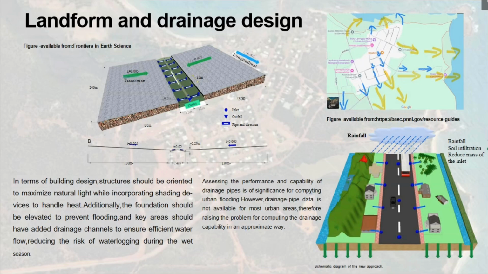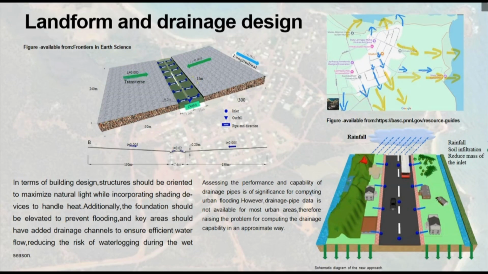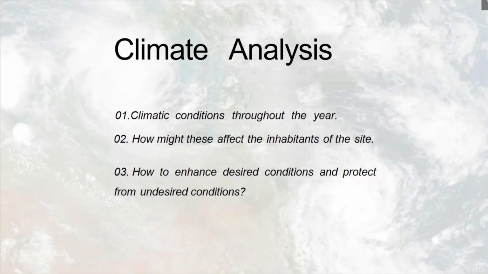In conclusion, designs should maximize natural light, incorporate shading for heat, and raise foundations with drainage systems to ensure water flow during the rainy season, enhancing Yirkala's resilience against extreme weather. Then let's move on to climate analysis.